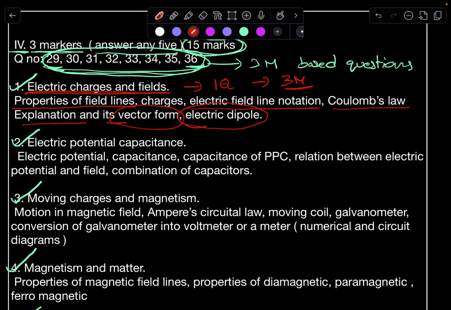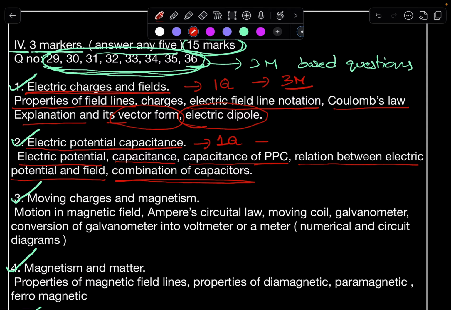Now coming to the second chapter, electric potential and capacitance. In this also there are very simple derivations and theoretical concepts. Look at these concepts first: electric potential, capacitance, capacitance of a parallel plate capacitor, the relation between electric potential and field, and the last one, combination of capacitors. If you practice these theoretical questions, here also they can definitely ask one question, and you can get 3 more marks.